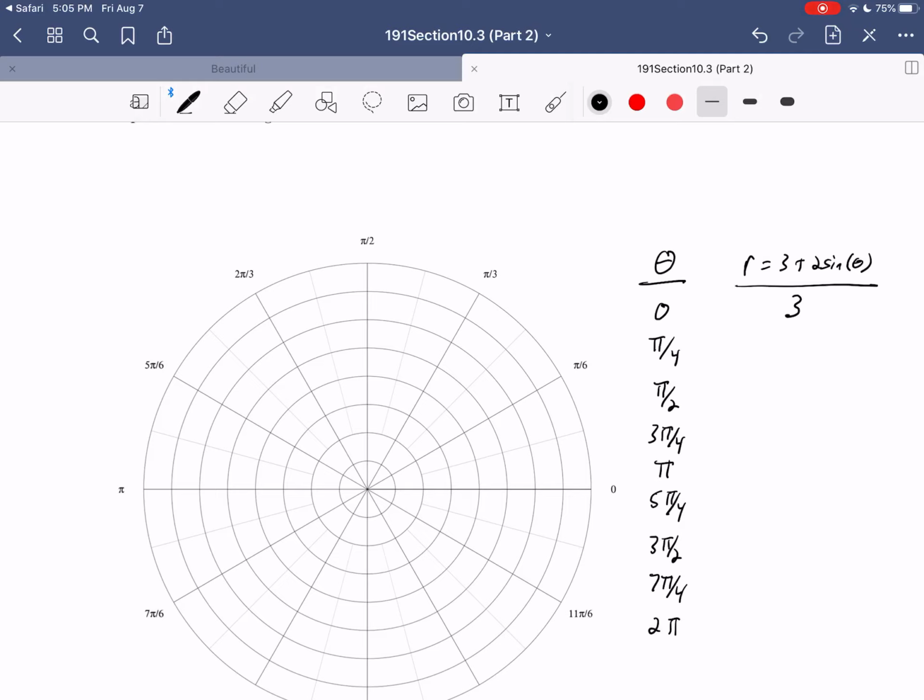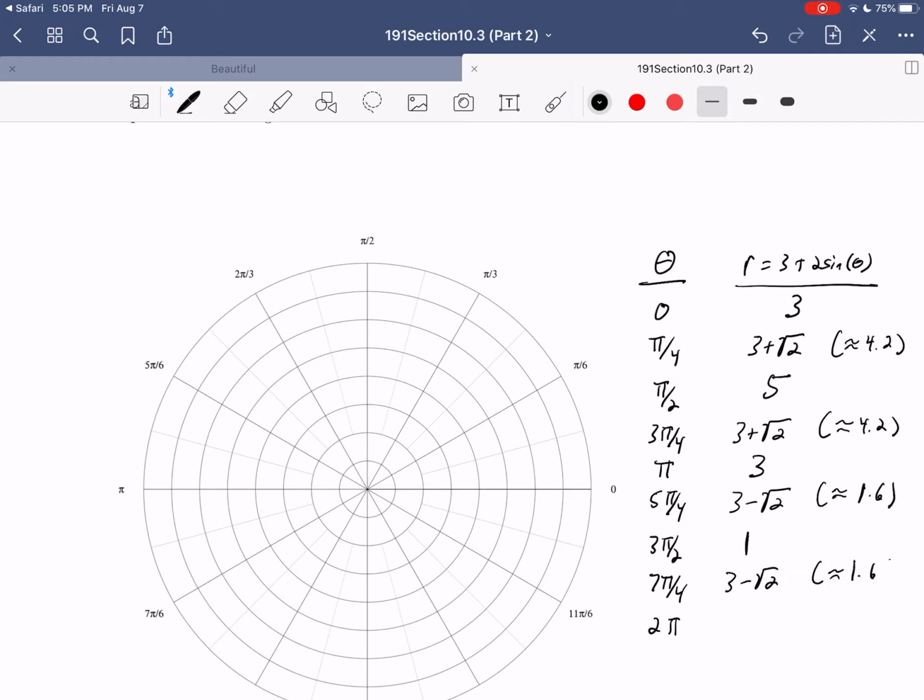When we plug in pi over 4, we're going to get 3 plus root 2. We said root 2 is about 1.4, so this should be roughly about 4.2. If we plug in pi over 2, we should get 5. If we plug in 3 pi over 4, we're going to get 3 plus root 2, which is approximately 4.2 again. If we plug in pi, we'll be at 3. We plug in 5 pi over 4, we're going to get 3 minus root 2, which is going to be roughly 1.6. 3 pi over 2, we're going to get 3 minus 2, which is 1. 7 pi over 4, we're going to get 3 minus root 2, which is roughly 1.6. And 2 pi, we're going to get 3.